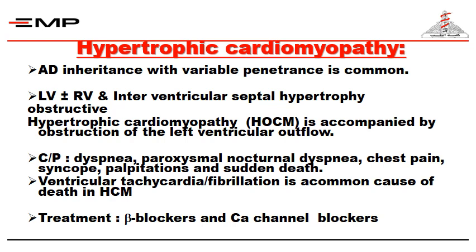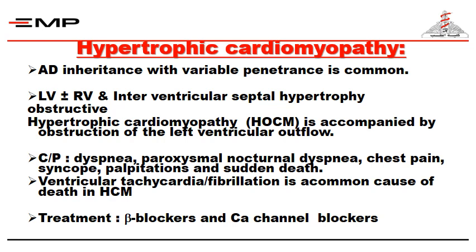How do these patients present? They might come with dyspnea, paroxysmal nocturnal dyspnea, or chest pain, maybe only chest pain. Sometimes they present with syncope, palpitations, or sudden death. And what is alarming, that sudden death might be the first symptom of hypertrophic cardiomyopathy.